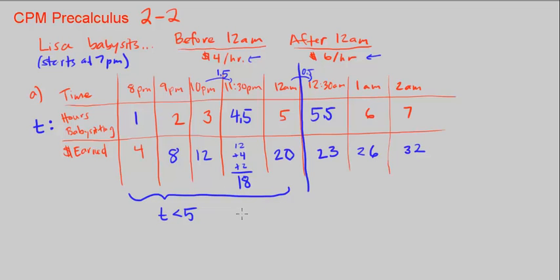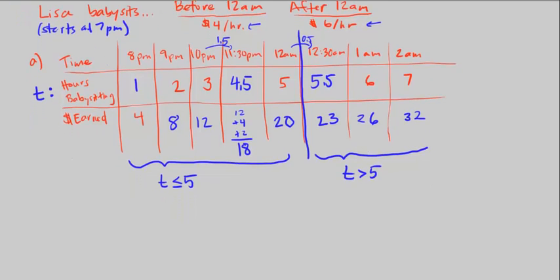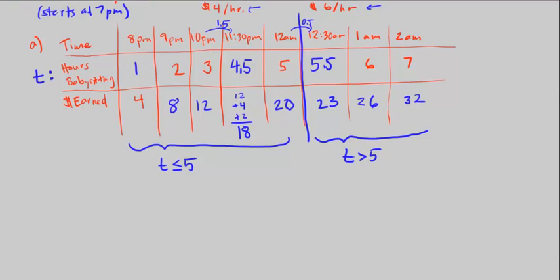And one for t is less than or equal to 5 hours. And one for t is greater than 5 hours. So here t is greater than 5. Find 2 different functions that would define how much money Lisa makes with respect to the number of hours she babysits. Express this function as a piecewise function using the notations shown in the previous problem. Use the notation shown below to get started.